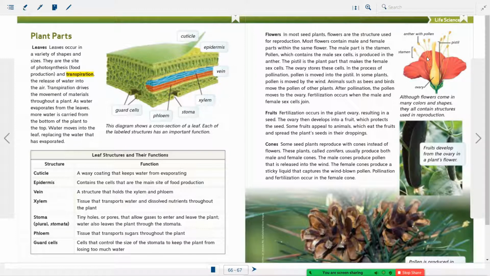The stamen are the long, skinny parts that usually have the pollen on top. And the anther is the part of the stamen that has the pollen. So the top kind of fluffy looking part.